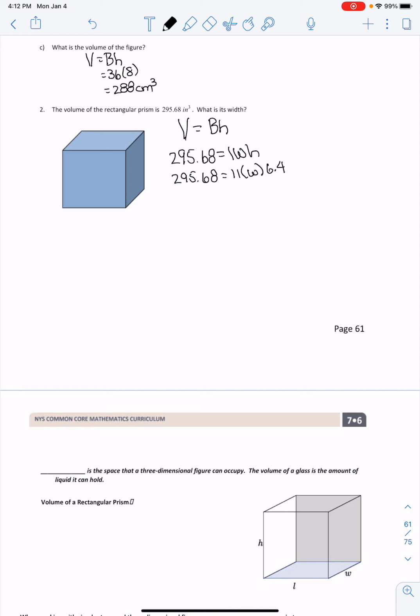We multiply our 6.4 and 11, and we get 70.4 times our W, and that's going to equal 295.68. Then we divide both sides by 70.4. Oh, and I'm sorry, for some reason this didn't come through. This is 11 inches, and this is 6.4 inches. So we divide both sides by 70.4 inches, so we have our width equals 4.2 inches.